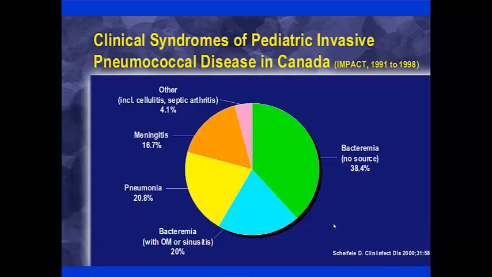Here's the breakdown of the diseases caused by pneumococcus from Canadian data. Bacteremia, which means bloodstream infection with no apparent source, causes the lion's share. Then with otitis media or sinusitis as the source of infection, still bloodstream infection. Bacteremia is this part of the pie. Pneumonia, about a fifth. Meningitis, and others including cellulitis and septic arthritis, which is joint infection.